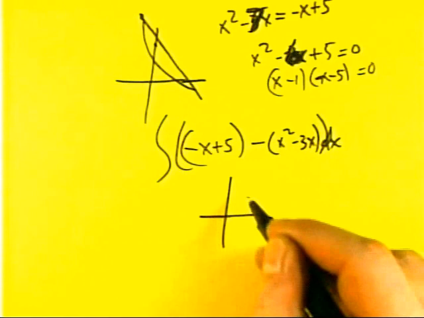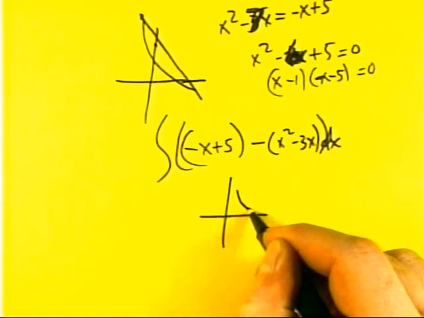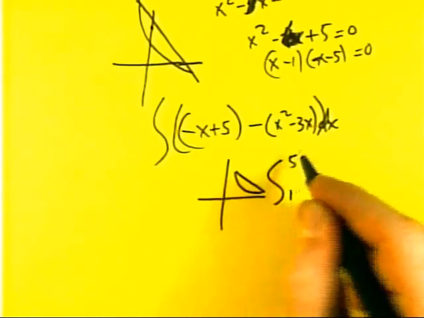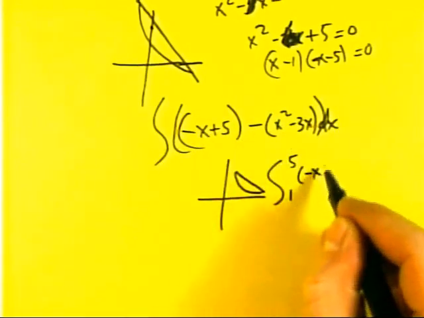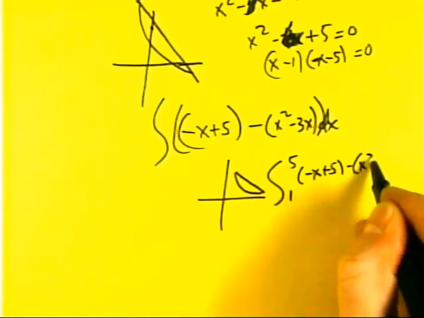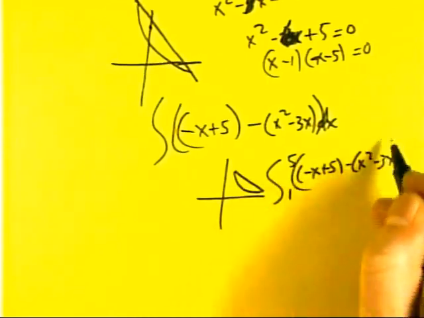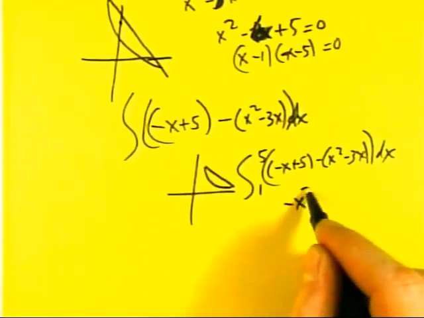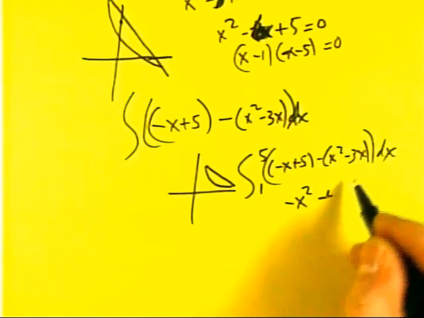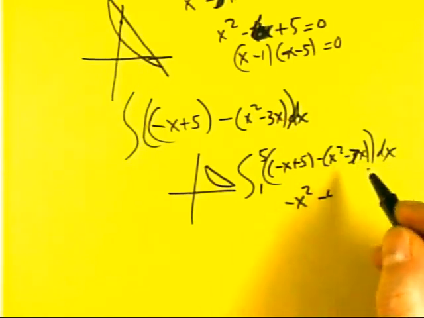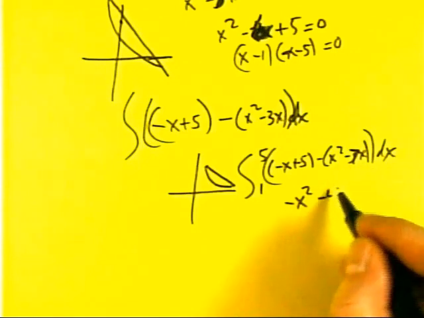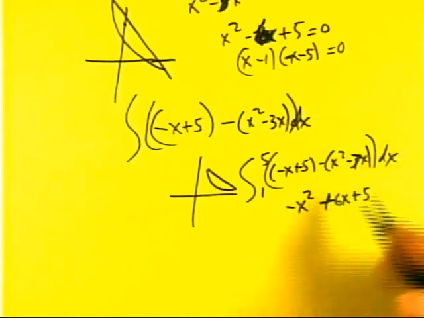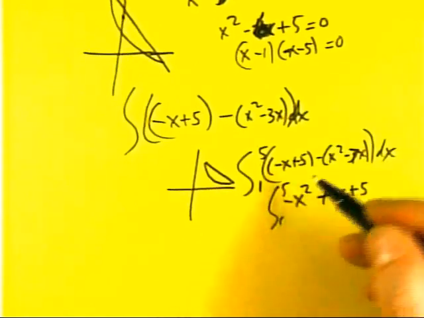So the real curve looks like this. They meet at 1 and 5. So therefore you would just do this with a negative x, and you'd want to simplify this first. So it's negative x squared plus 6x plus 5, and then you'd integrate from there. We don't have to go through it.